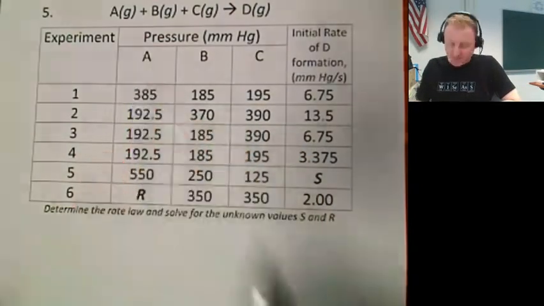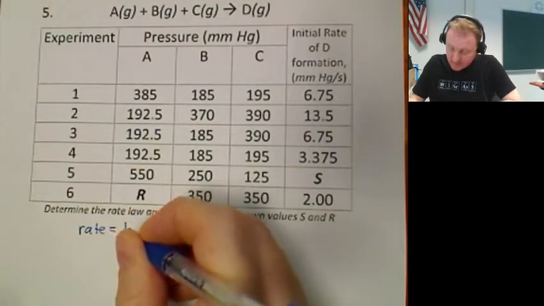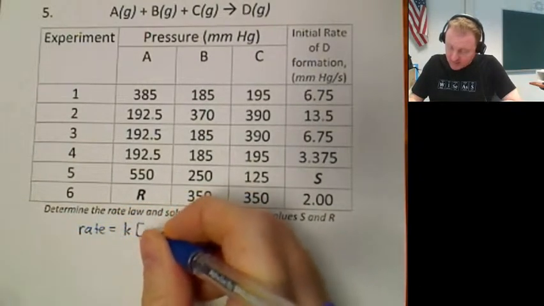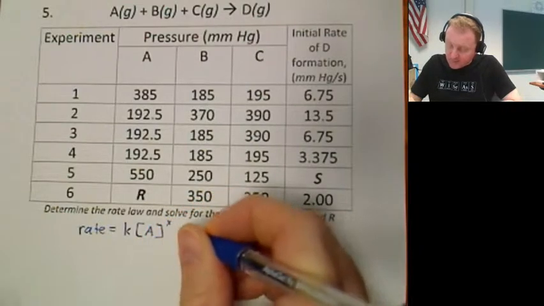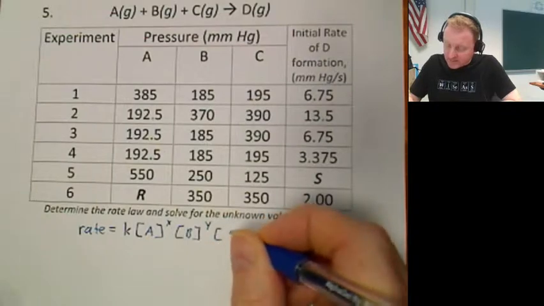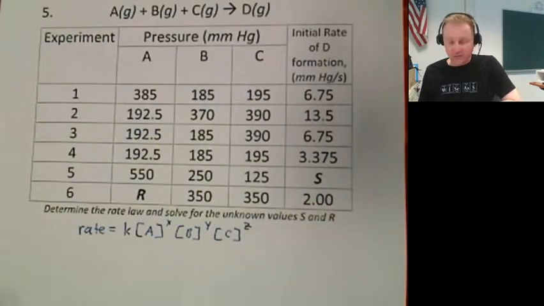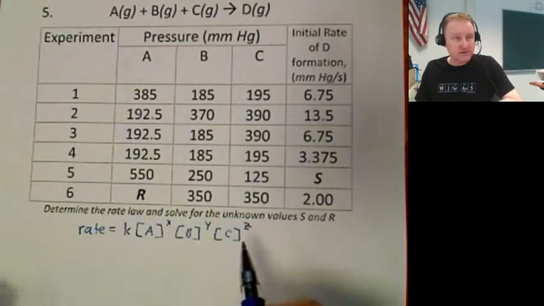Because remember, rate equals k times A to some power times B to its order, times C to C's order. We have to figure out what these orders are right now. So let's do that right now.